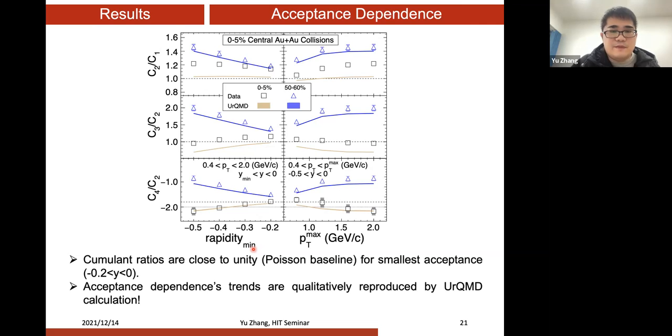Yeah, I'm thinking there's still the uncorrected volume correction or volume fluctuation. Yeah, for the C2 over C1, that is relatively larger for C2 over C1.